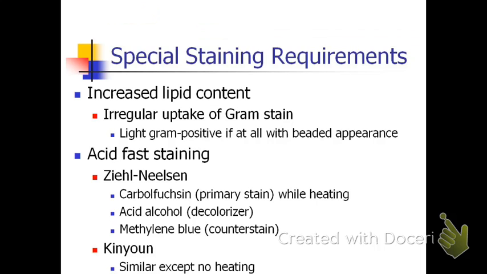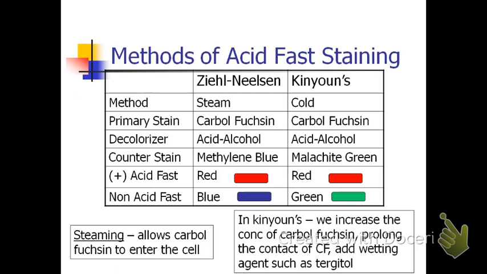Okay, so, special staining requirement. We do not usually use gram stain because of the increased mycolic acid. Increased mycolic acid would have irregular uptake of gram stain. But of course, theoretically, Mycobacterium is gram positive. We do not routinely employ gram staining for Mycobacterium. What we do is the Ziehl-Neelsen method and the Kinyoun method, which I have already discussed in the introduction. So perhaps you are already familiar with this slide.